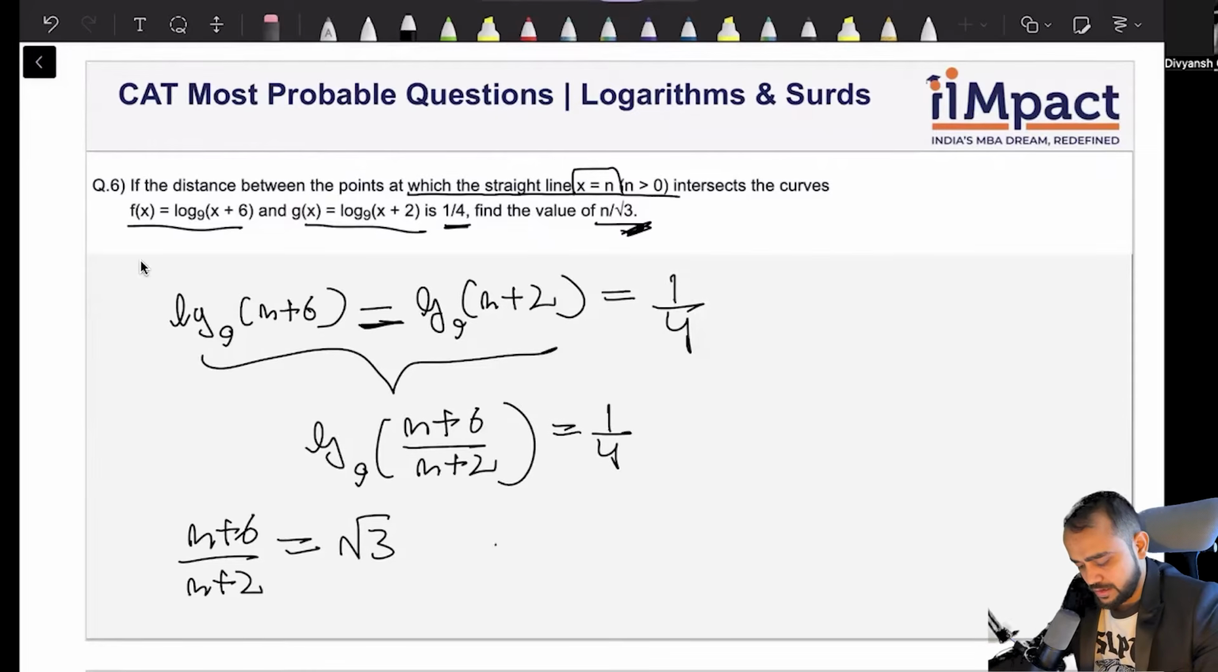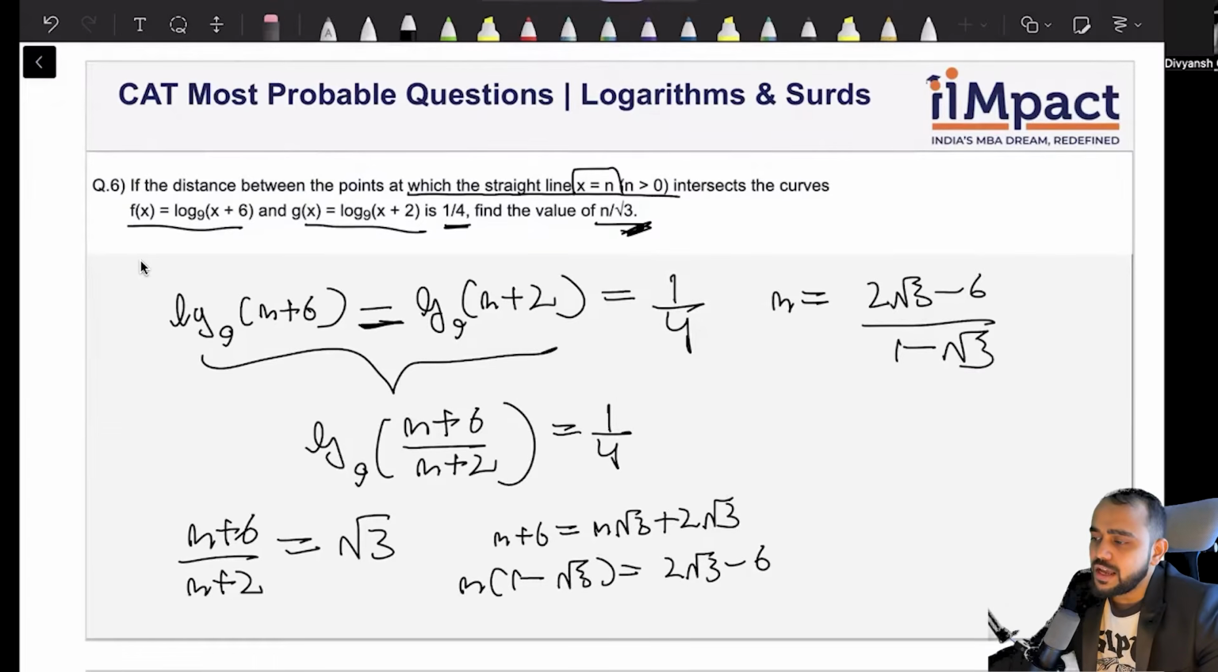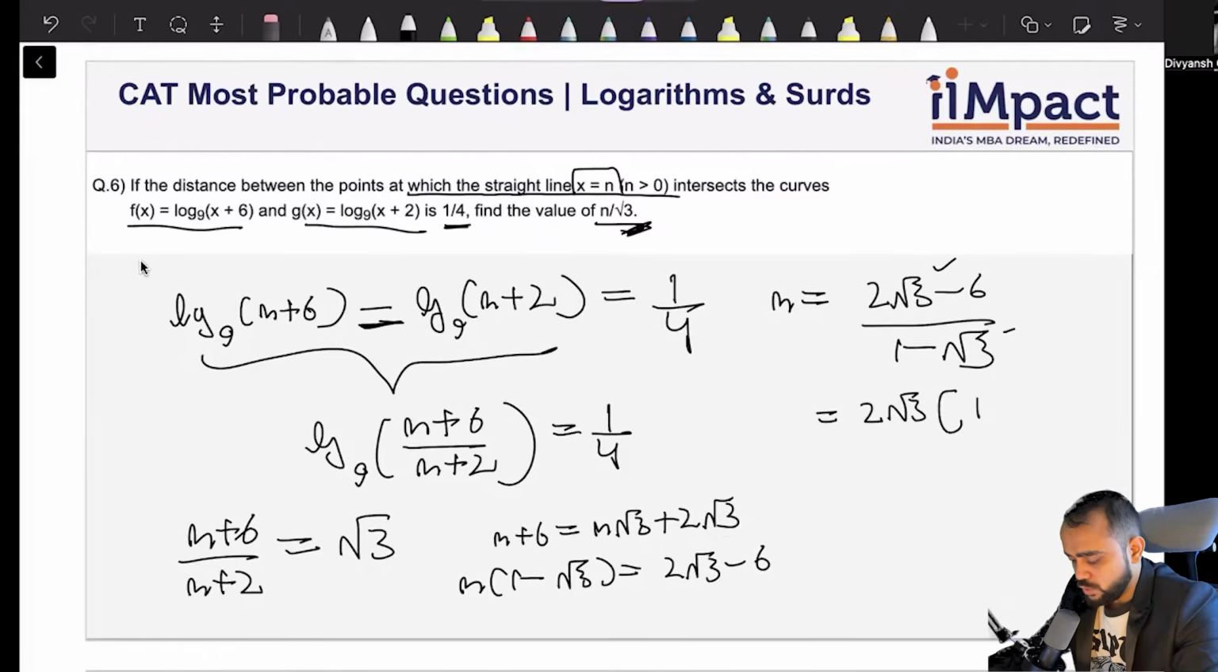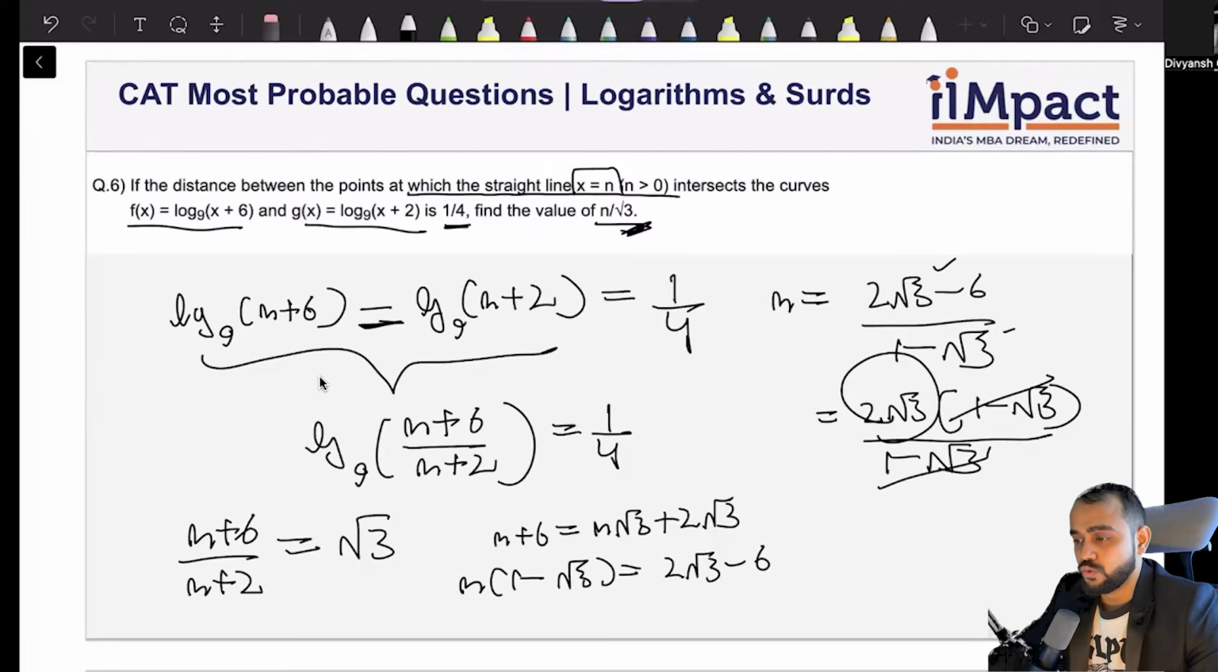That I'm looking for. So n plus 6 is going to be n root 3 plus 2 root 3, or n times 1 minus root 3 is going to be 2 root 3 minus 6, or n turns out to be 2 root 3 minus 6 divided by 1 minus root 3. At this point, it might feel like that n by root 3 is not going to come out to be an integer, but it has to because they've asked, which means that this must be divisible by this. So this, if I take 2 root 3 common, I'll get 2 root 3 into 1 minus root 3 divided by 1 minus root 3. So the value of n is equal to 2 root 3. So n by root 3 is going to be equal to 2. So the answer for this question is n is equal to 2.